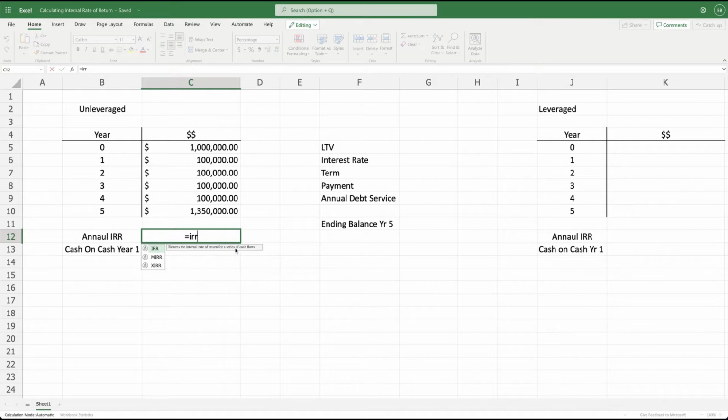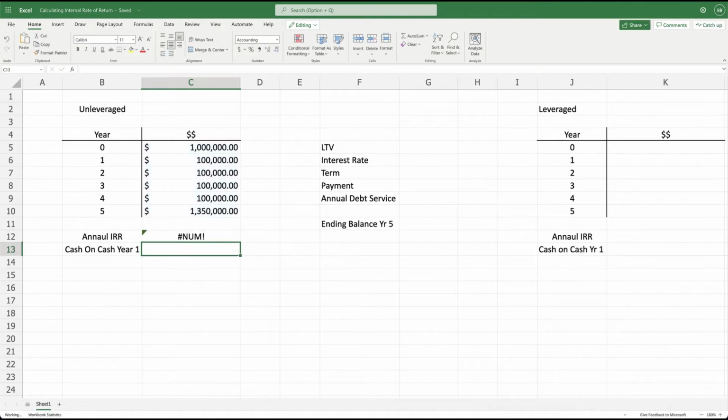Now, to calculate the annual internal rate of return, you can use the IRR function, and you can see it returns the internal rate of return of a series of cash flows. So all you have to do is throw up the parentheses there, drag from time point 0 to year 5, and then you'll see this won't work.